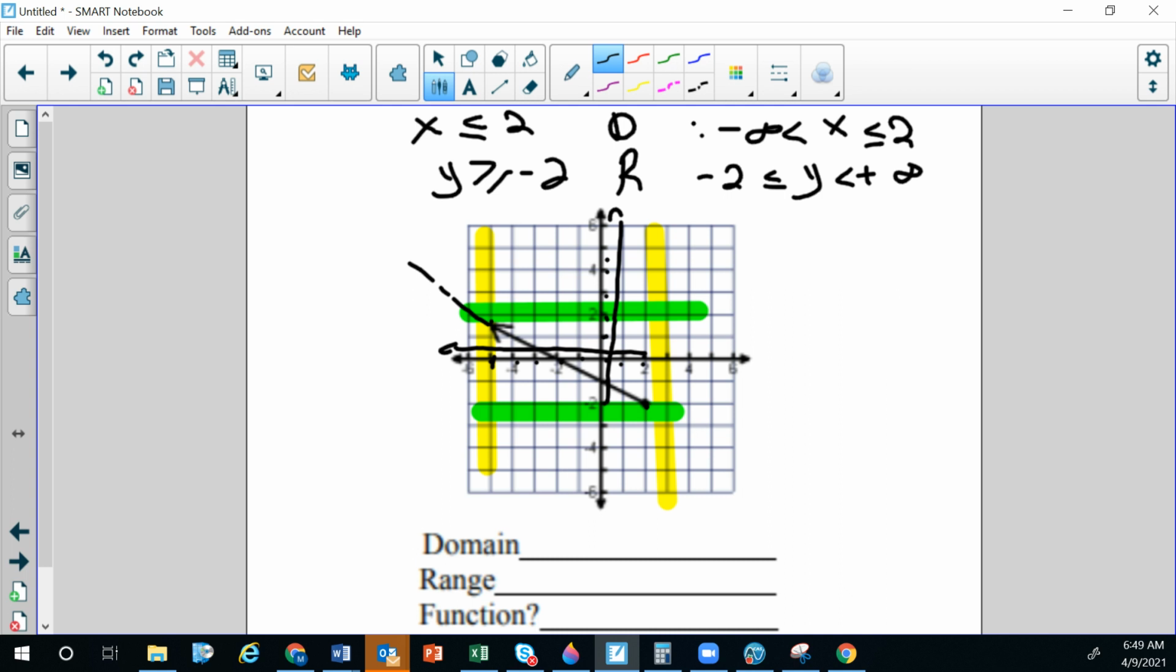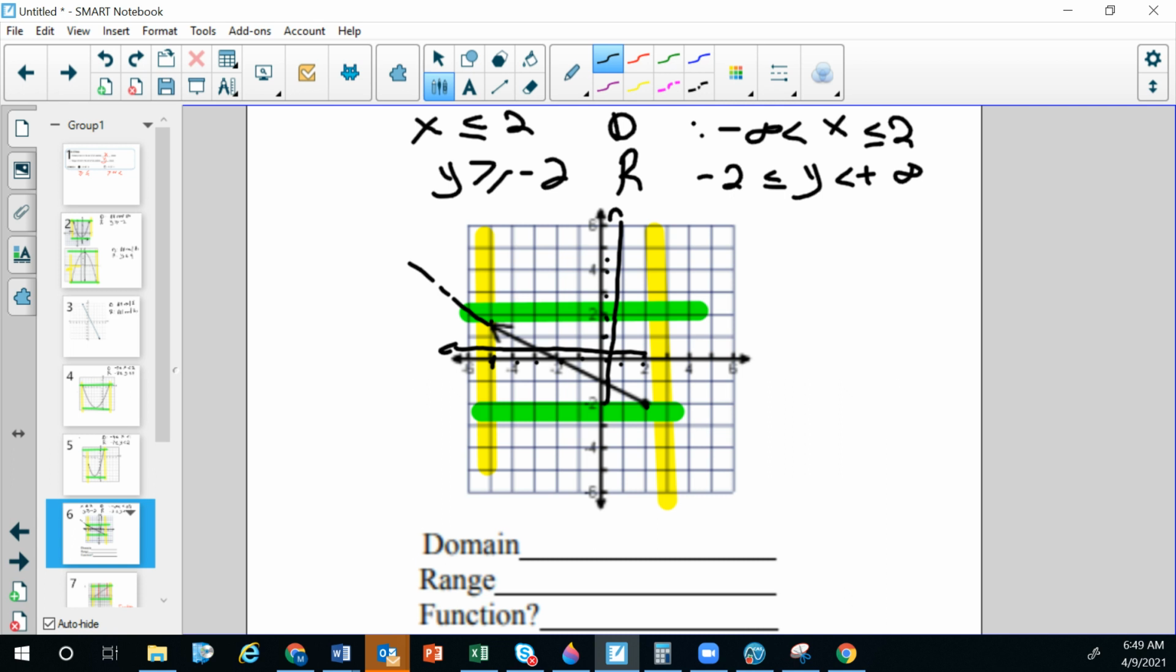All right, so that's domain and range. And let's see what we have next. I think that's the last one I'm going to do on this one. Okay, yeah, that's the last one.